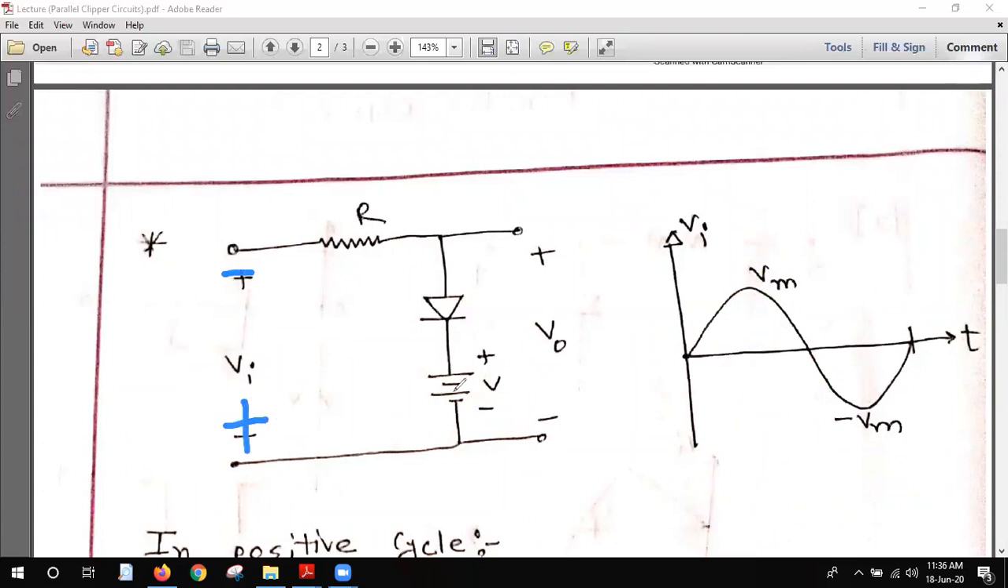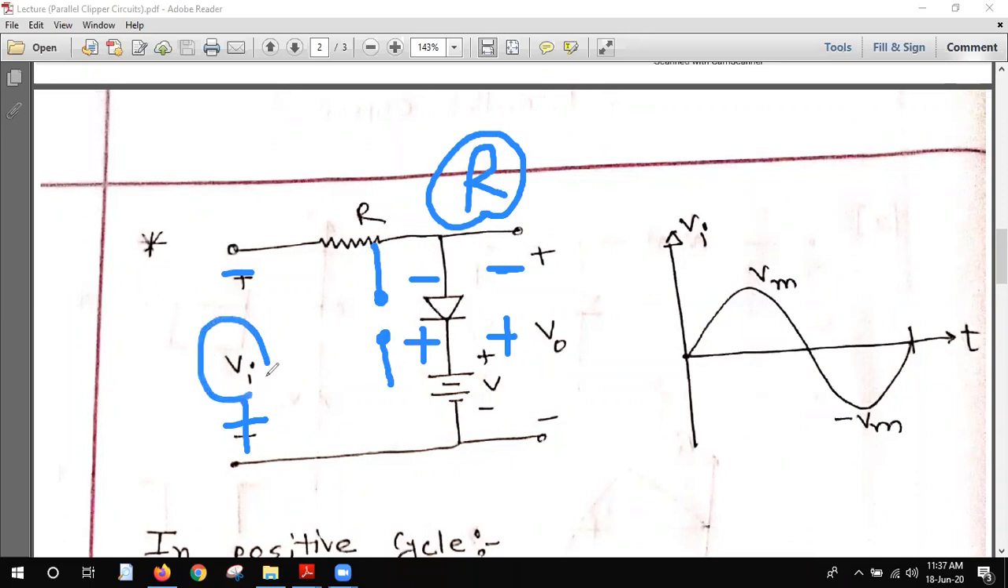And you see that for the negative cycle, this is plus, this is minus, and also for this DC voltage, this is plus, this is minus. So both values, my students, are making this diode reverse biased, both the input voltage and also the DC voltage. So when it is reverse biased, I told you that it will be open circuited. When it is open circuited, I told you that the input voltage will be equal to the output voltage.